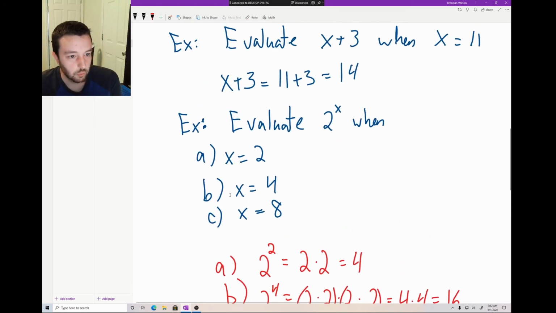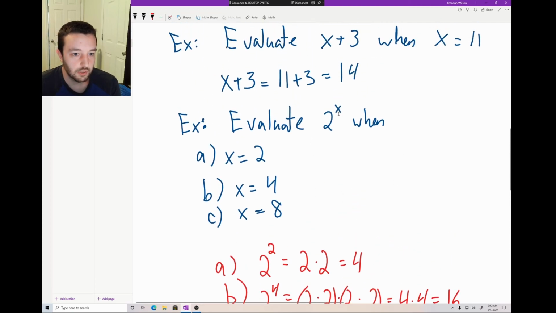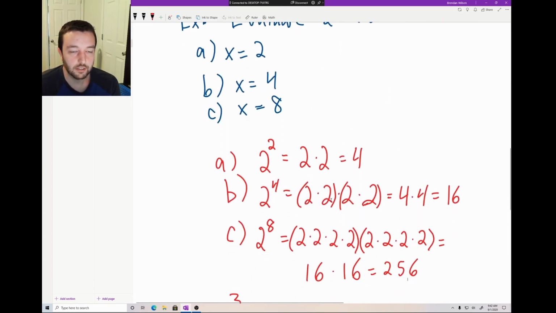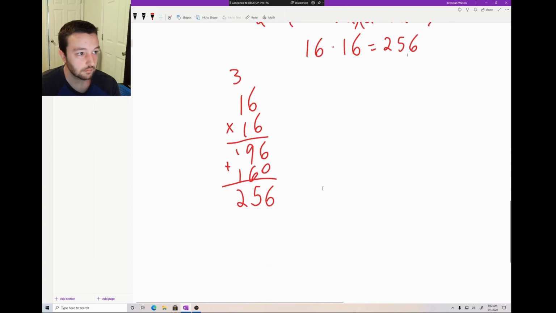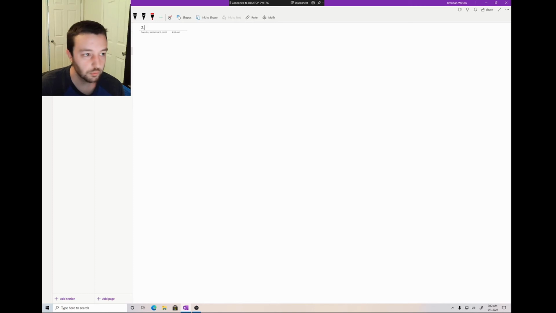All right, so this is what a typical problem would look like from this section. The main idea is taking whatever value it gives you and replacing the variable with that value. All right, let's move on to 2.3 now, because like I said, we already did the rest of 2.2, so we don't need to cover it again, of course.